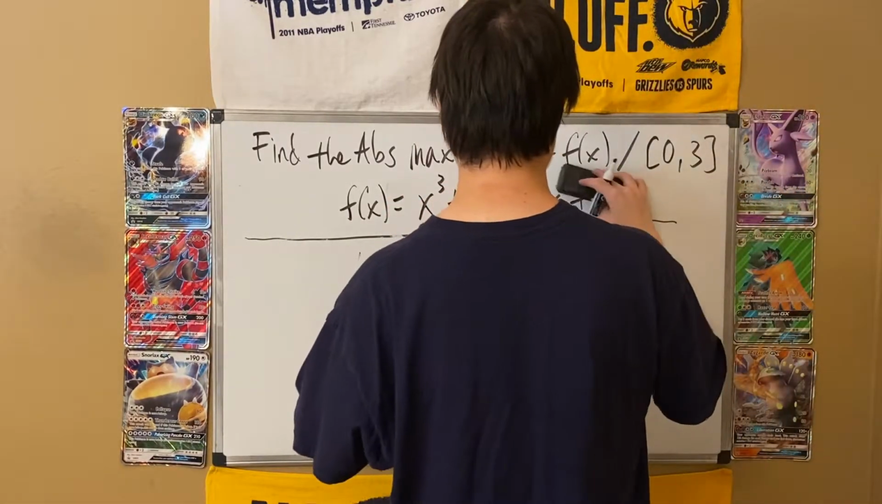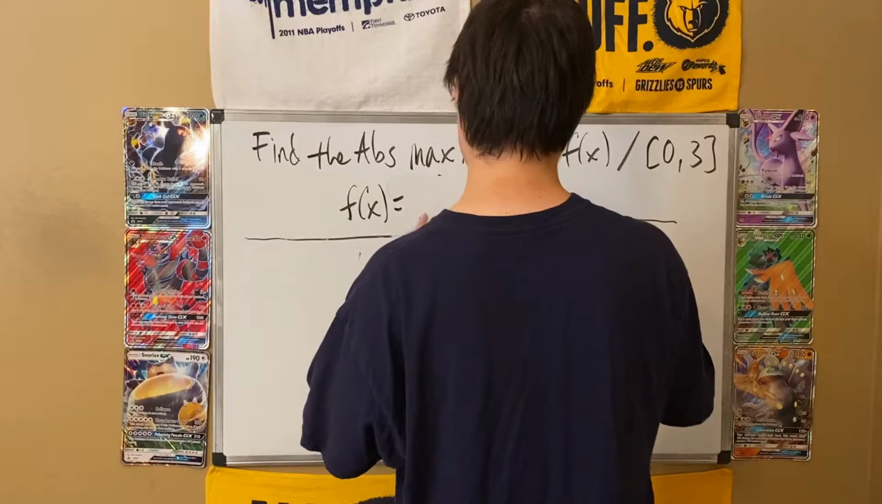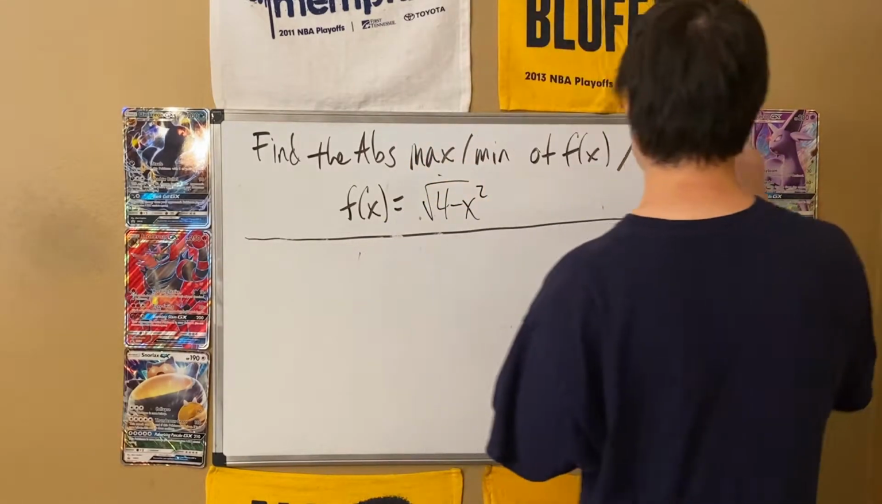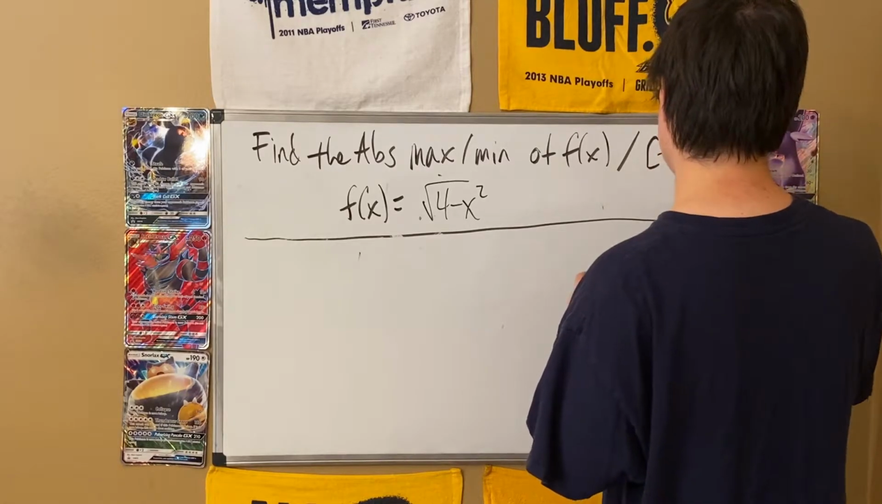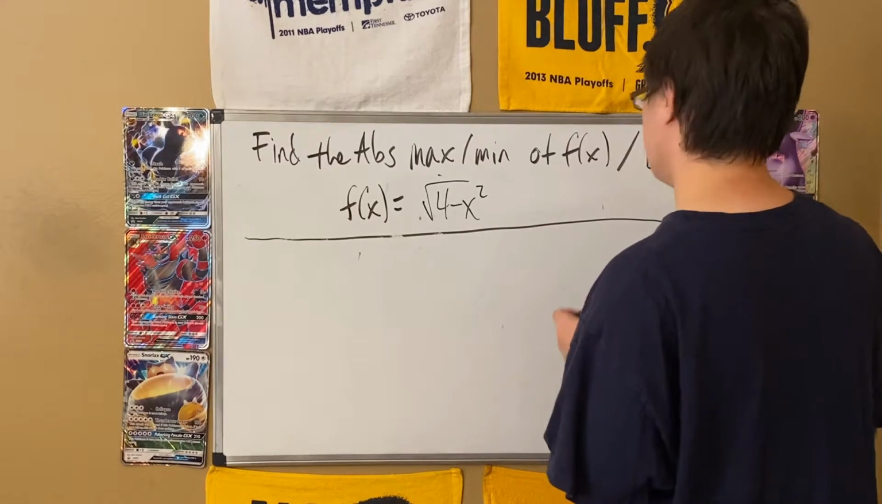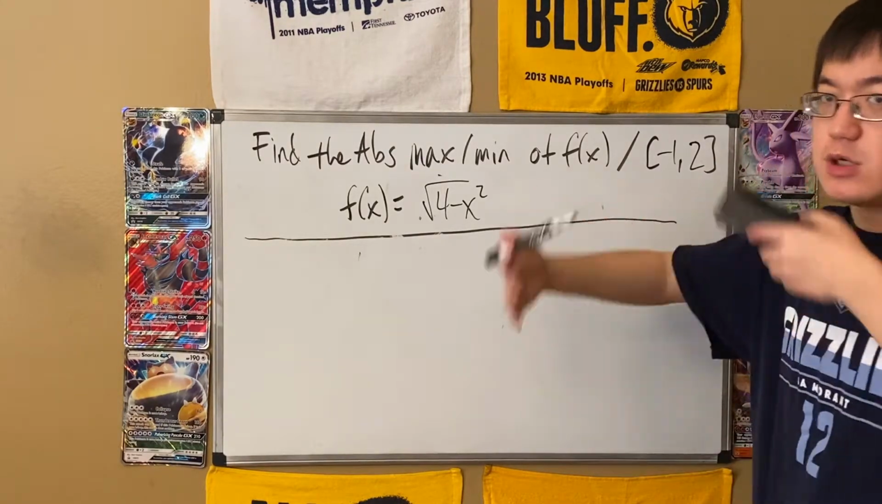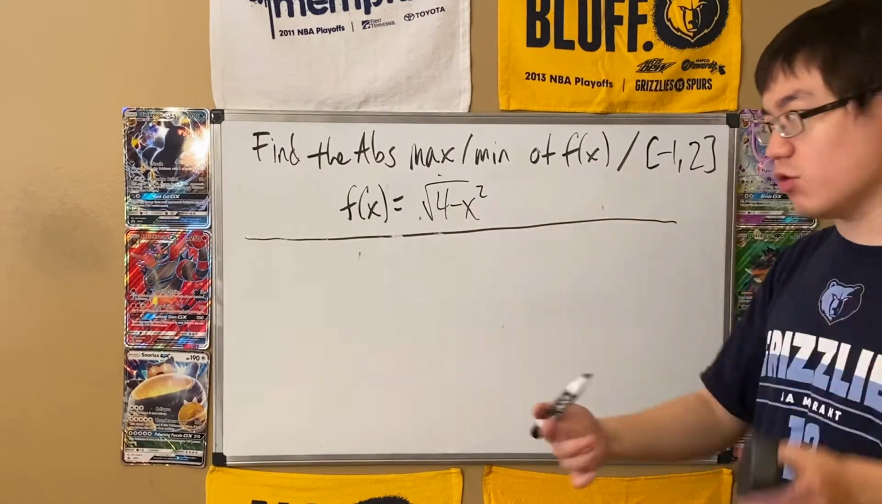So in this case, what we're going to do is we're going to do a new function. It's going to be the square root of 4 minus x squared. And finally, we're going to do the interval -1 and 2. So this is my next question. So again, let's first just start going through the process. First step is locate the function.